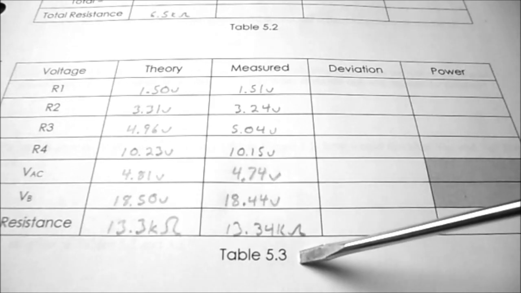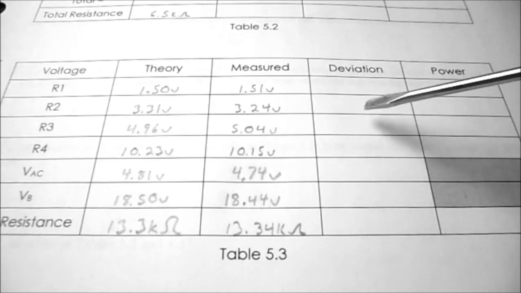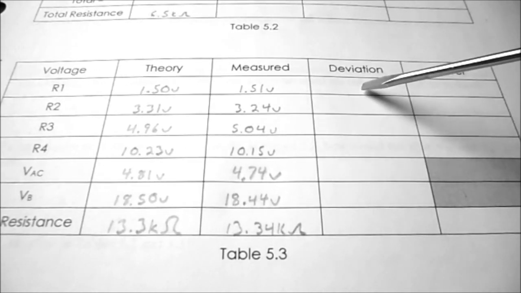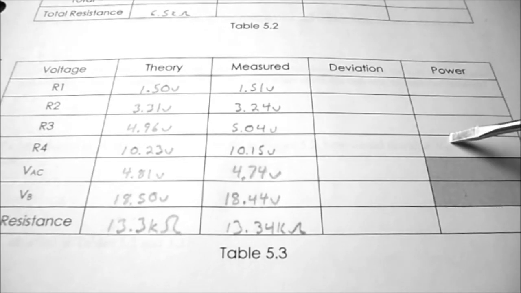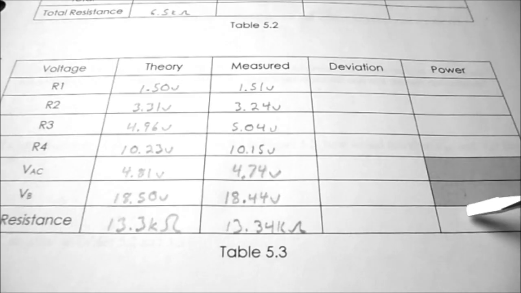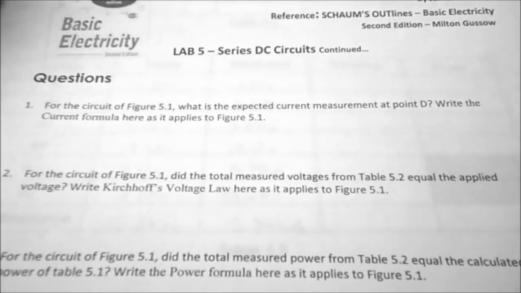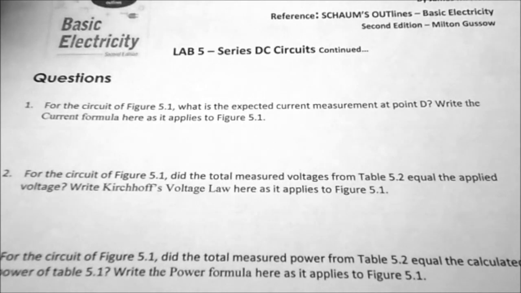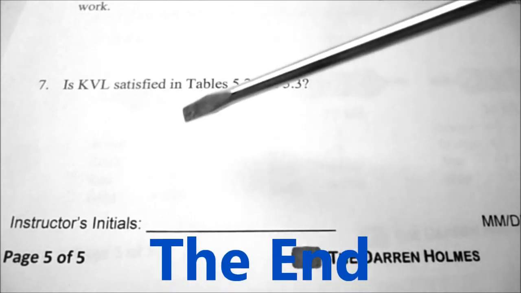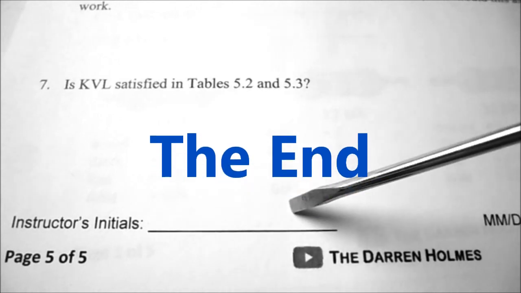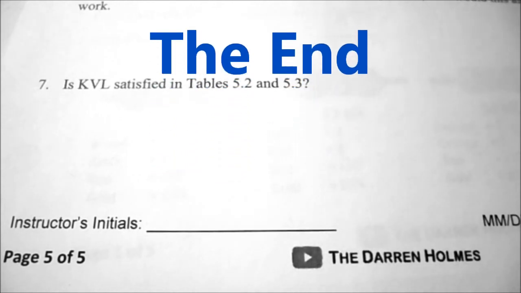Under table 5.3, I'm going to leave you to calculate the percent deviation and the power dissipated by the resistors. I'm going to leave you to answer the questions at the back of the lab. So when you've completed your lab, leave the circuit set up and show it to your instructor, and then they can initial your lab to indicate that it is complete.